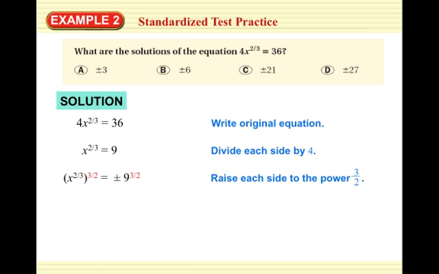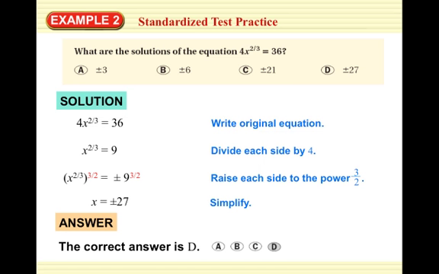Now x to the 2/3 to the 3/2, we multiply those exponents together. 2/3 times 3/2 is just 1. X to the first is just x. And then 9 to the 3/2 power, that means take the square root of 9, which is 3, and then raise it to the 3rd power, which is 27. So we get x equals plus or minus 27, which means D is our answer. Now if this was not multiple choice, we would want to plug in both 27 and negative 27 and make sure that we get solutions.